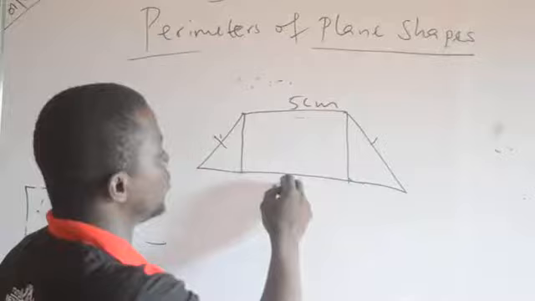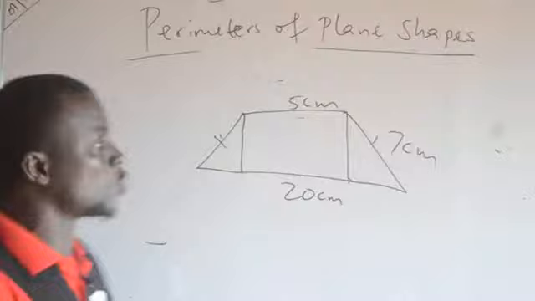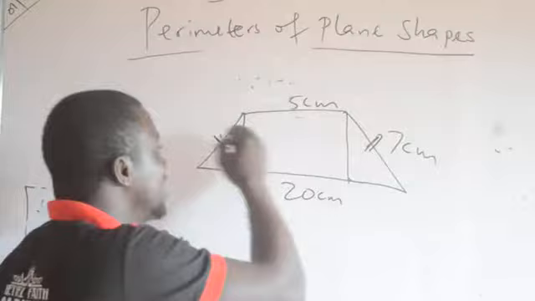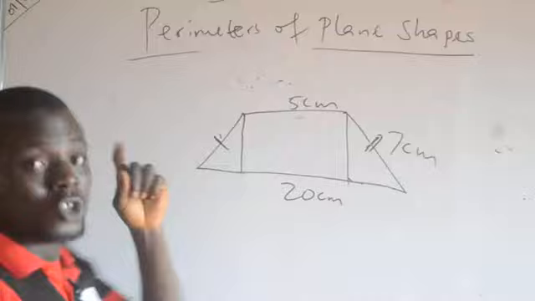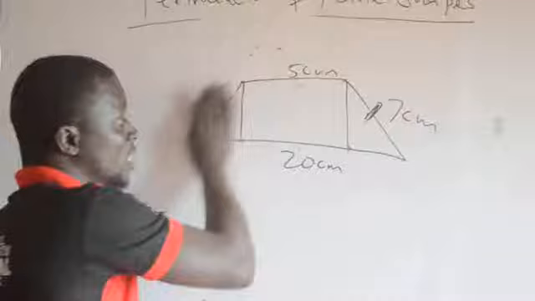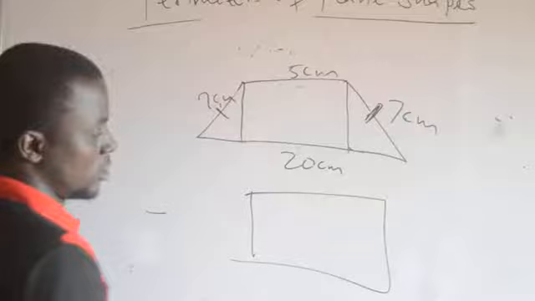And you know that for perimeter, you have to sum up all the sides. Common sense will tell you that this side and this side are equal. Whenever I see this slash line like this, it means this side and this side are equal. So whatever value you have here will be equivalent to the value that you put here. Since they have said there is 7, here is also 7 cm. You now add everything together: 5 plus 7 plus 20 plus this. Are you getting it? Even in a rectangle, it's the same thing.